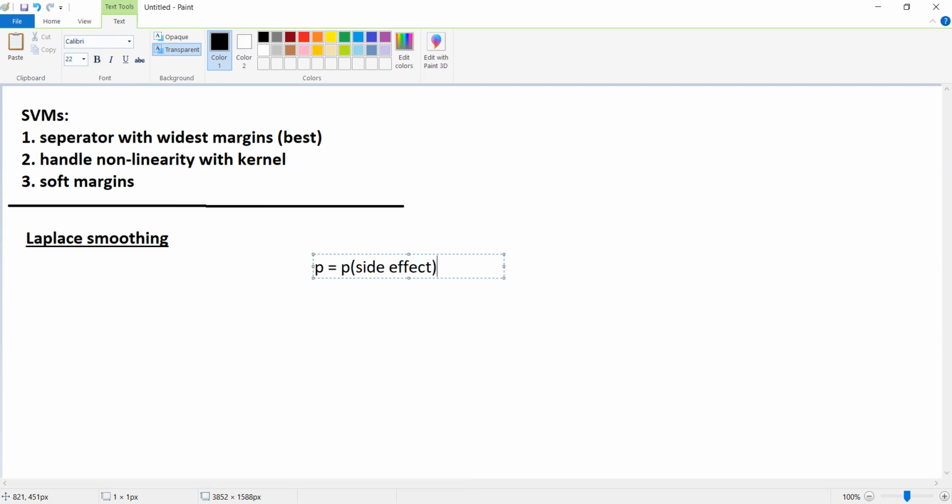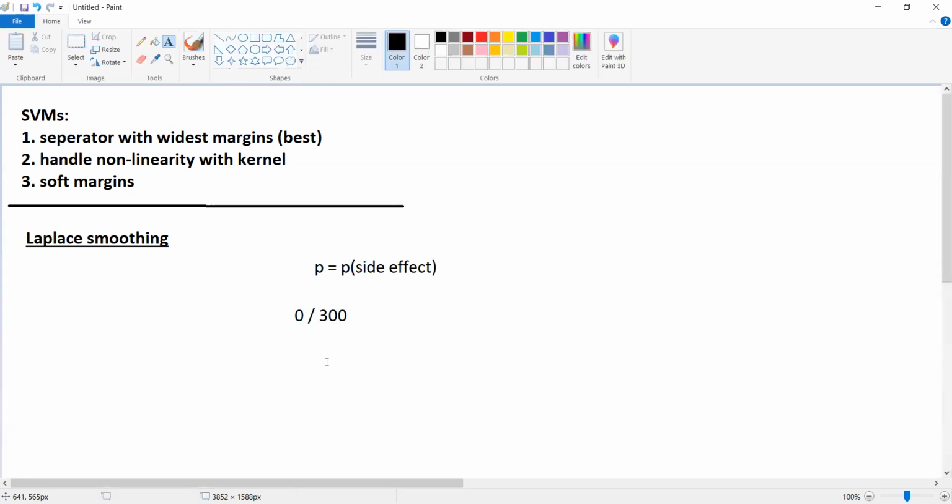I tested my drug on 300 people. None of them had a severe side effect. What should my estimate for P be? Should it be 0? Naively, you'd say, oh, 0 people out of 300 had that side effect, so P should be 0. That's my best estimate, right?